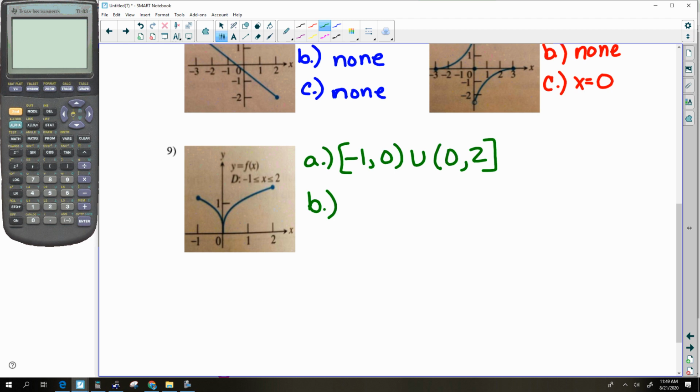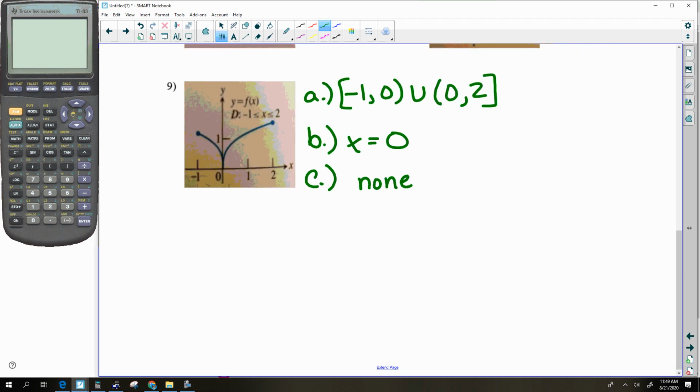B, where is it continuous but not differentiable? At x is equal to 0. It's continuous. You never pick up your pen going over that point. It's there, but it's not differentiable. Where is it neither continuous nor differentiable? It's continuous over the whole thing, so it doesn't have a point of discontinuity.